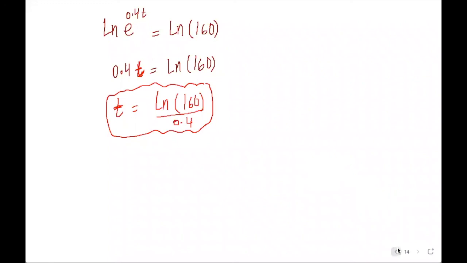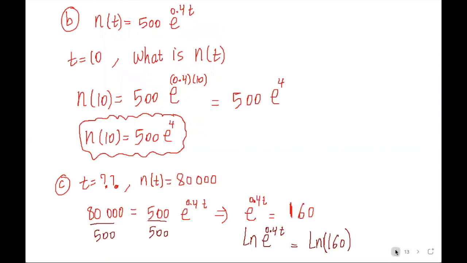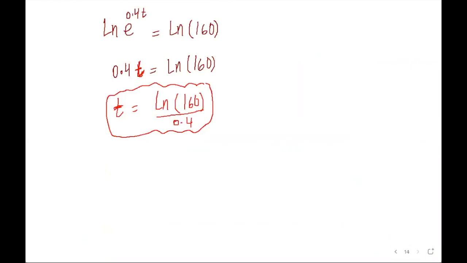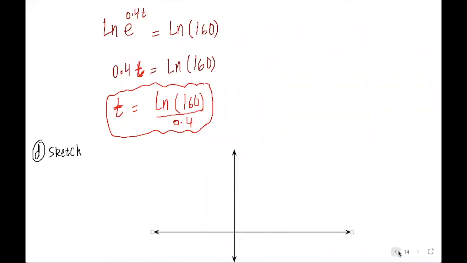Any question? Okay, the last one is part D: sketch a graph of the function n of t. I have to graph it on the Cartesian plane, using section 4.1, the first section.